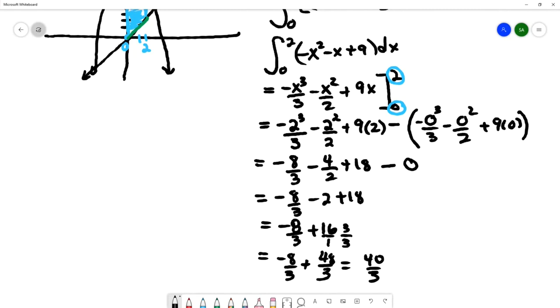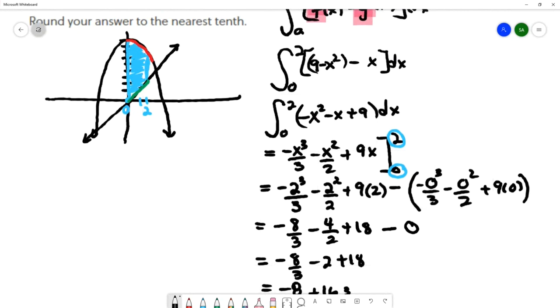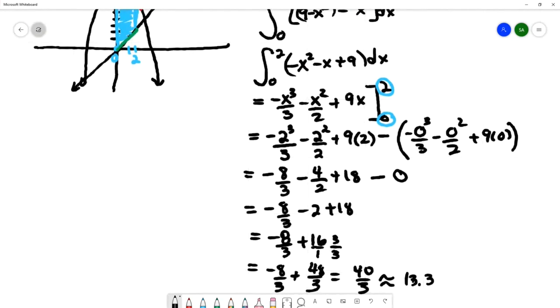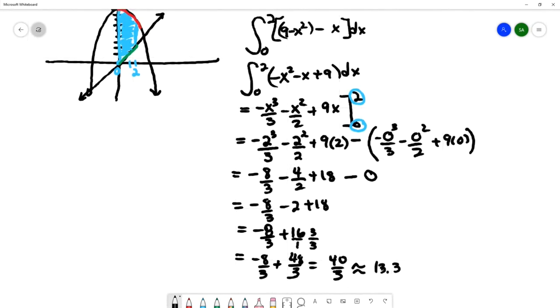40 over 3 is approximately 13.3, well, let's say 13.3 since I said approximately. And let me read the directions up here. Round to the nearest tenth, and 13.3 is rounded to the nearest tenth. So the area between our parabola 9 minus x squared and our linear x from x equals 0 to 2 is 13.3.